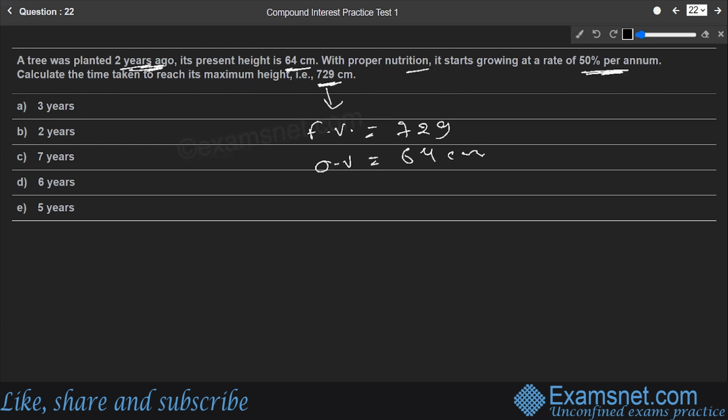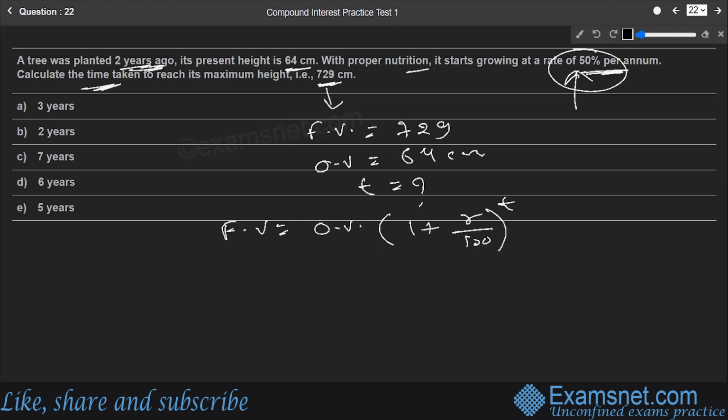Then the time value we are supposed to find out, as they say, calculate the time taken. So the time value is unknown for us. That we are supposed to find out, and the rate of interest or the growth of the tree is 50% per annum. So every year it grows by 50%. So let us find out. The final value can be taken as original value into 1 plus rate divided by 100, to the power time. The final value is given as 729. Original value is 64. 1 plus there is a growth of 50% every year, so 50 by 100, and the time value is unknown.